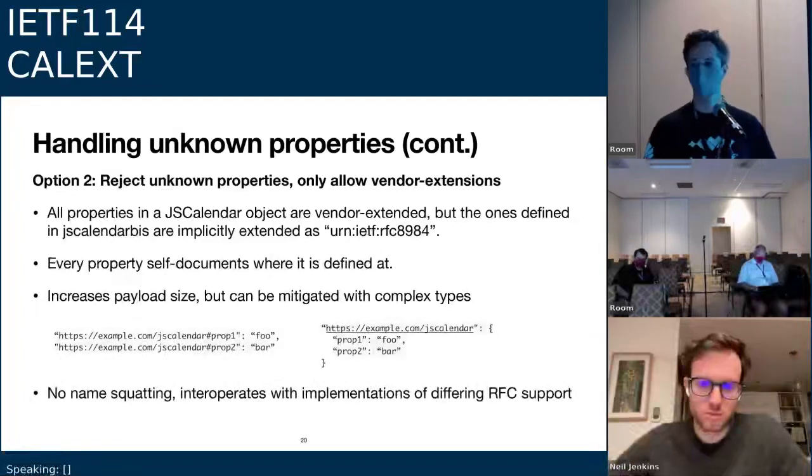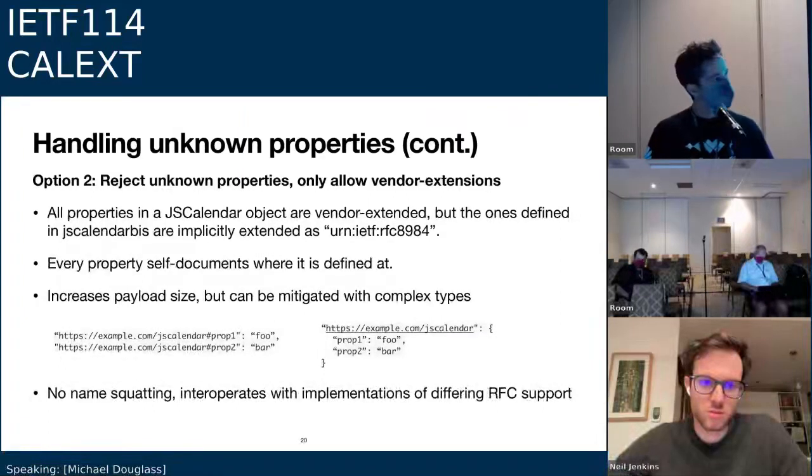I don't think this deals with the issue of implementations getting out of step with the specification. I mean, they may not be unknown properties in the specification. They may just be unknown properties to that particular implementation. Yeah. So it'll be rejecting a perfectly valid object because it simply doesn't know about a property.